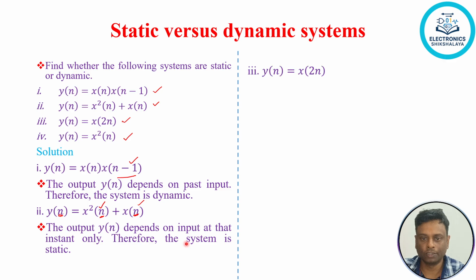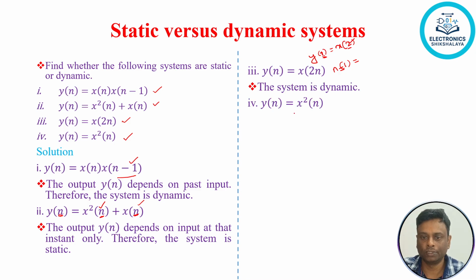The third one is y of n equals x of 2n. Here 2 is multiplied with n. Suppose n equals 1. Then y of 1 would be x of 2. So you can see that it does not depend upon the present value of the input sample n. Here n is 1, but it depends upon the future values of the input. That is why this system is called a dynamic system.